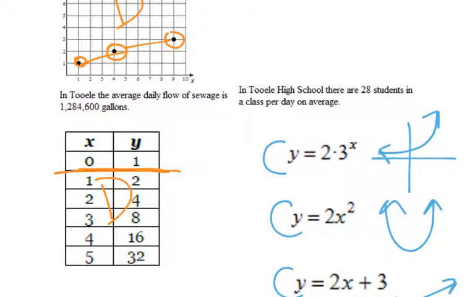Okay. In Tooele, the average daily flow of sewage is 1,284,600 gallons. Okay. That one's going to be continuously flowing through. So that's continuous. Okay. In Tooele High School, there are 28 students in a class per day on average. Now, can you have a partial student? You can't. Therefore, it's discrete.